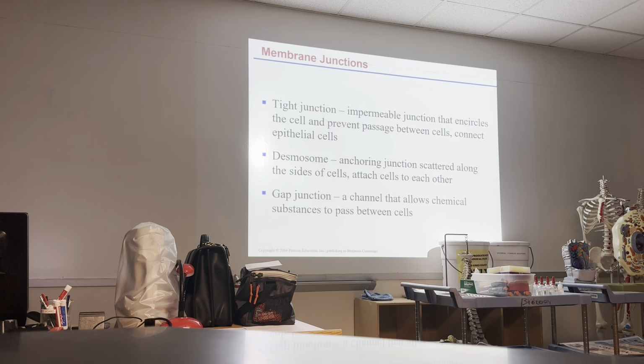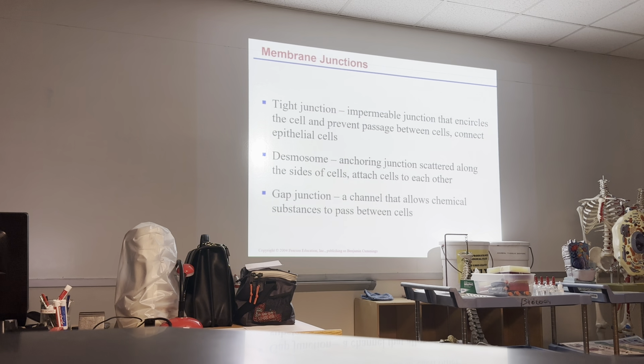Annie, read the three bullets, please. The membrane junctions. Tight junction: impermeable junction that encircles the cell and prevents passage between cells, connects epithelial cells. What does impermeable junction mean? Can't pass through it, so it's going to be watertight, right?